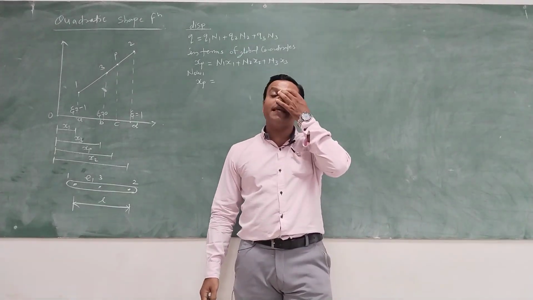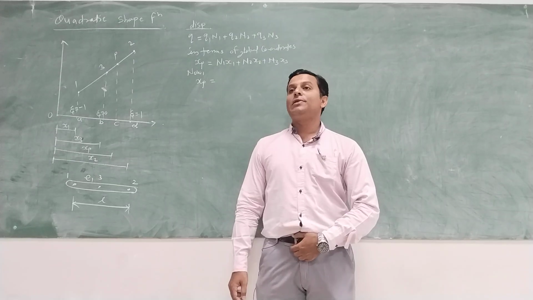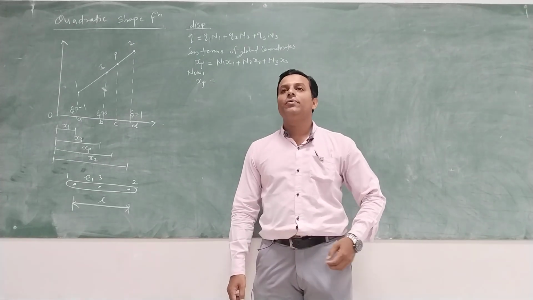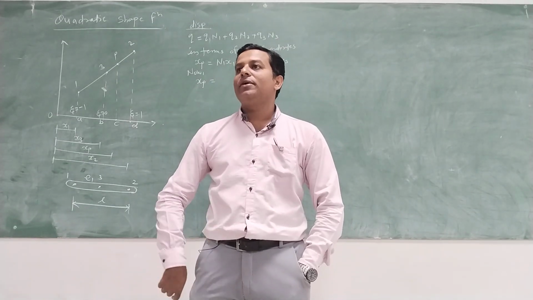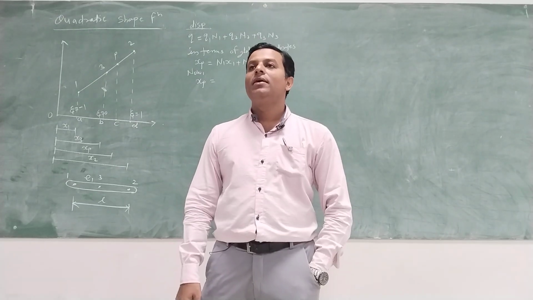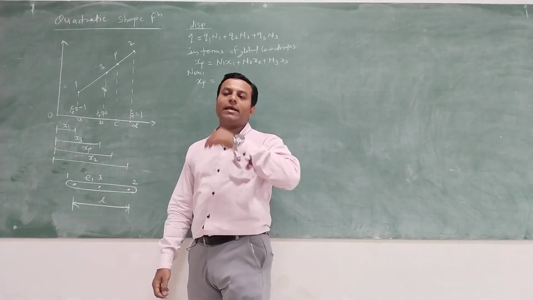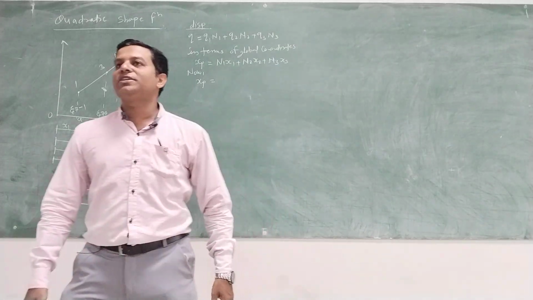So in the last lecture we have seen the linear shape function, means how to determine the values of N1 and N2 when you are going to select a 1D problem, and for that if you want to determine the shape functions N1 and N2. Now today we are going to see the quadratic shape function. Now what is meant by this quadratic shape function?